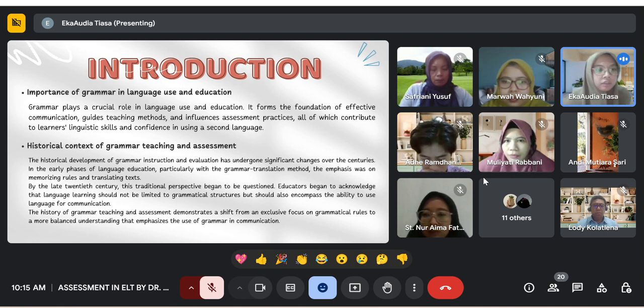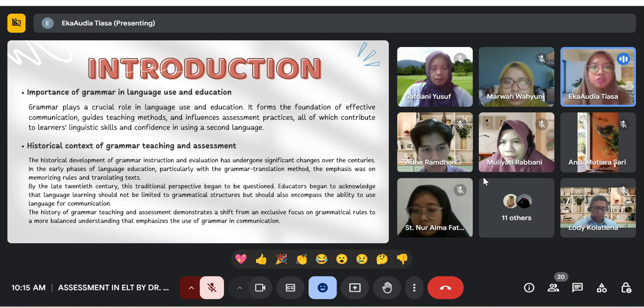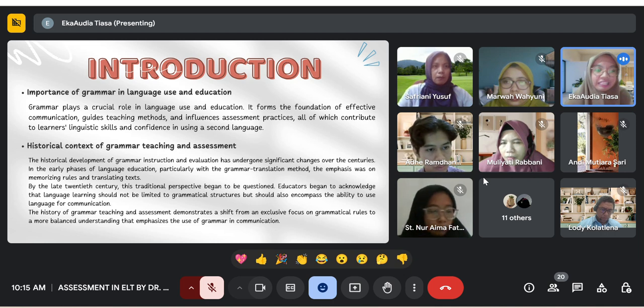The historical development of grammar instruction and evaluation has undergone significant change over the centuries. In the early phases of language education, particularly with the grammar translation method, the emphasis was on memorizing the rules and translating the text.